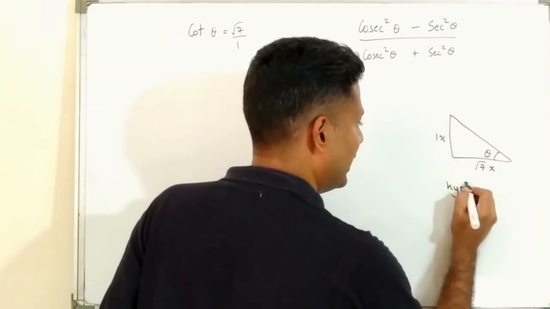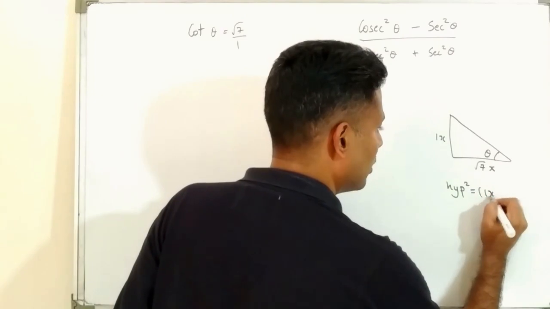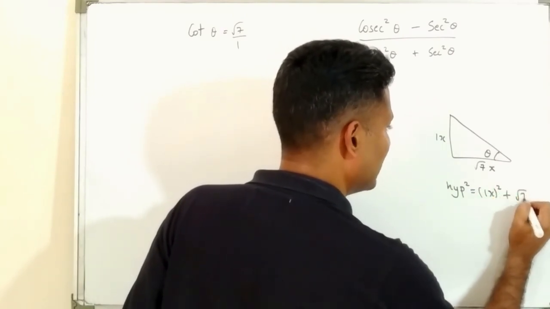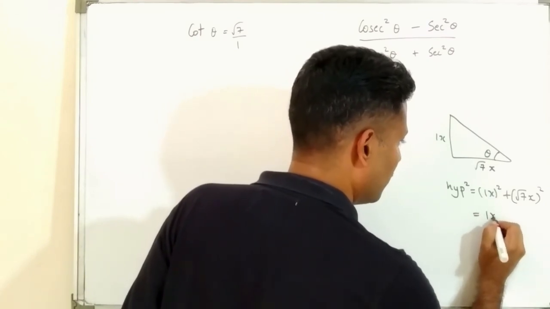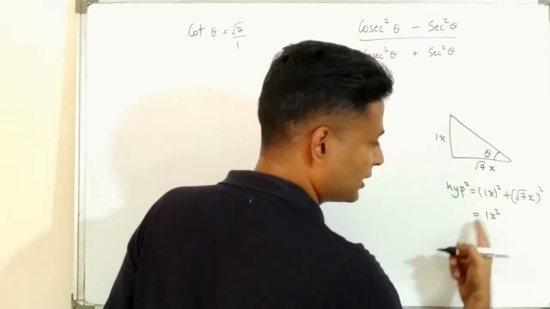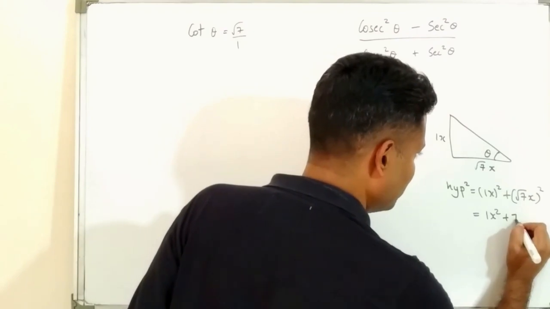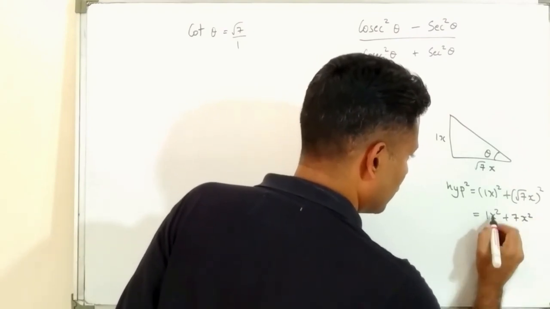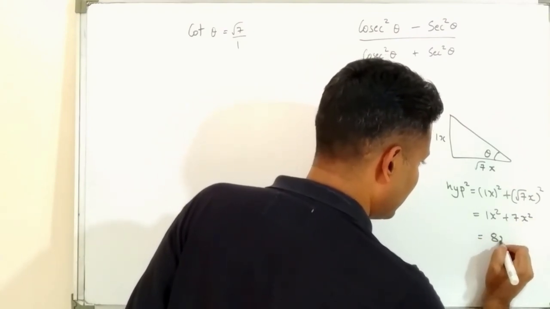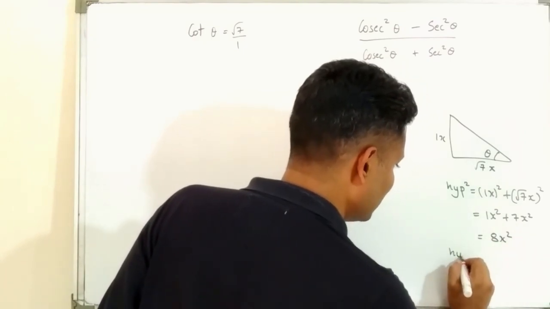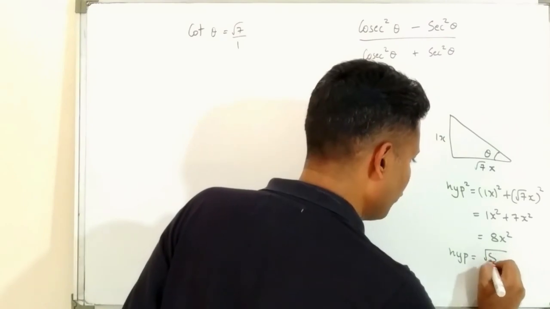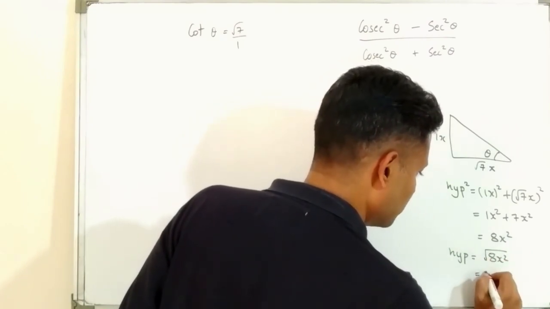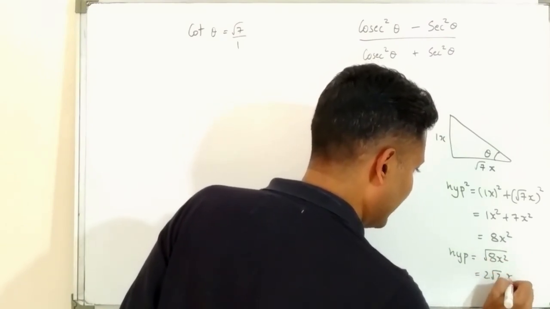So hypotenuse square equal to 1x square plus root 7x square. So 1x whole square is 1x square, plus it becomes 7x square. So we get 7 plus 1, 8x square. So hypotenuse will be what? Hypotenuse square is 8x square. Hypotenuse will be root of 8x square, which comes to 2 root 2x.